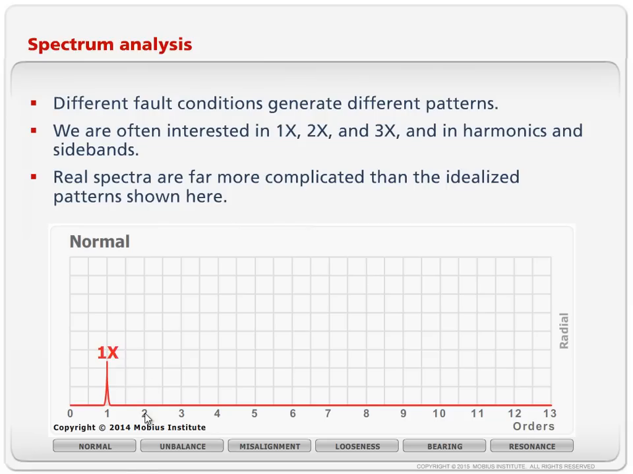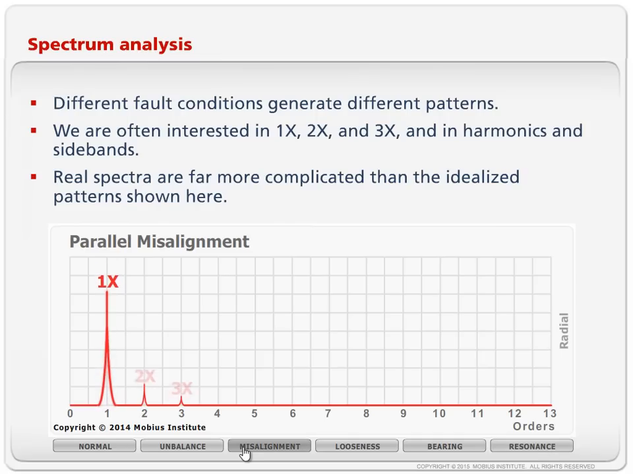You see, this has been normalized now. It's in orders instead of hertz or CPM, cycles per minute. But if I do have unbalance, the 1x peak goes up. If there's resonance, it amplifies the vibration and we tend to see the base of the peak sort of broaden out.